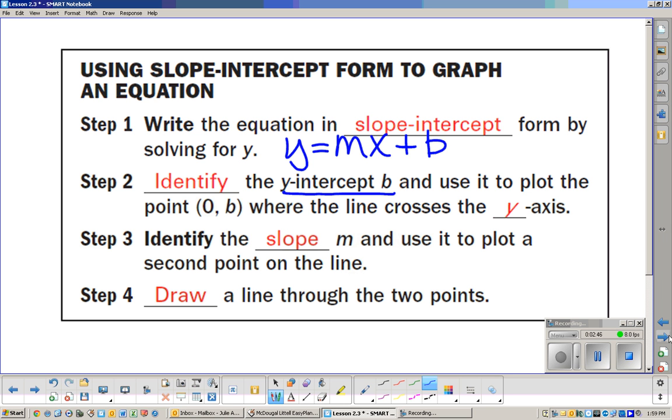Then identify the y-intercept b and use it to plot a point. So that's the first point you plot. Whatever the b value is, that's your y-intercept. Then second of all, look at the slope, which we always call the m, and use it to plot a second point by counting rise over run. And then draw a line through those 2 points that you made.